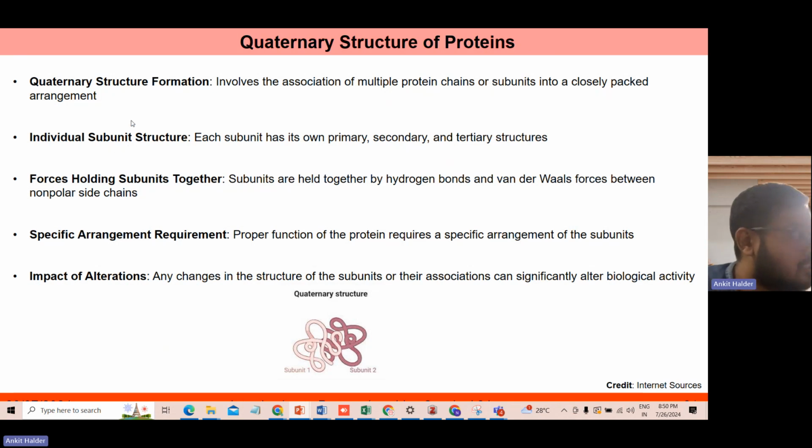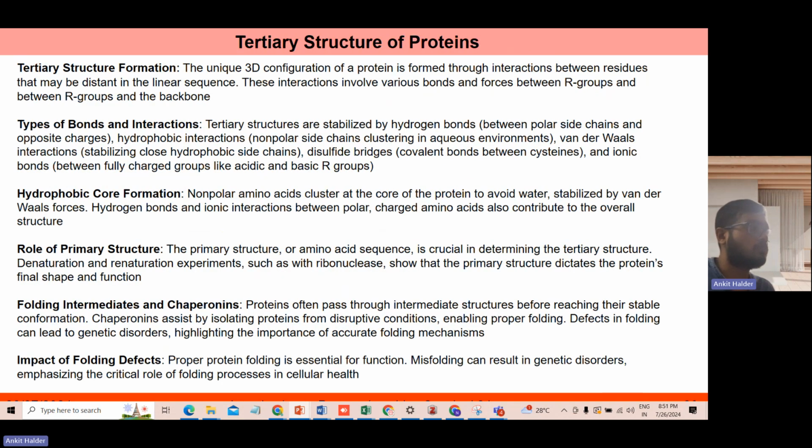So finally, we have the individual subunit structure. Each subunit has its own primary, secondary, and tertiary structure. And then we have the forces that hold the subunits together, hydrogen bonds and van der Waals forces, the specific arrangement, and the impact of alteration. So you can understand that it is quite important, otherwise it will not lead to proper structure and overall proper function of a protein. So the forces that hold subunits together are quite important.